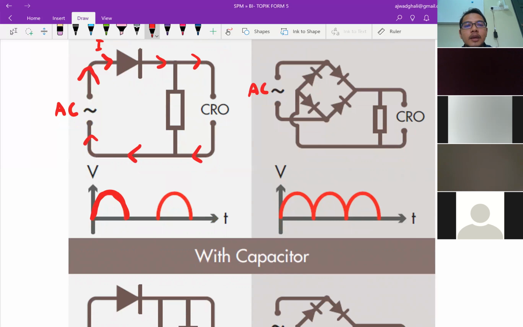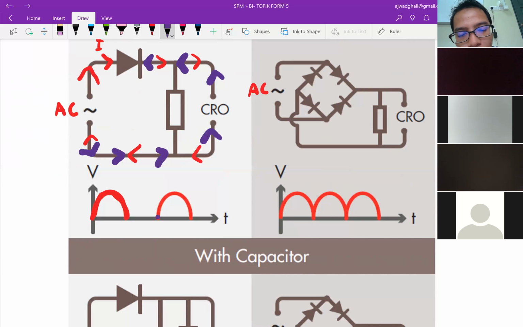Okay. Then because it alternates, the current flows from the bottom. Current flows here, here, here, here, here. Oops, cannot flow. There's a wall. So the current cannot flow. There's no output on the waveform, on CRO. Then it moves from the top again. So you get the red one.